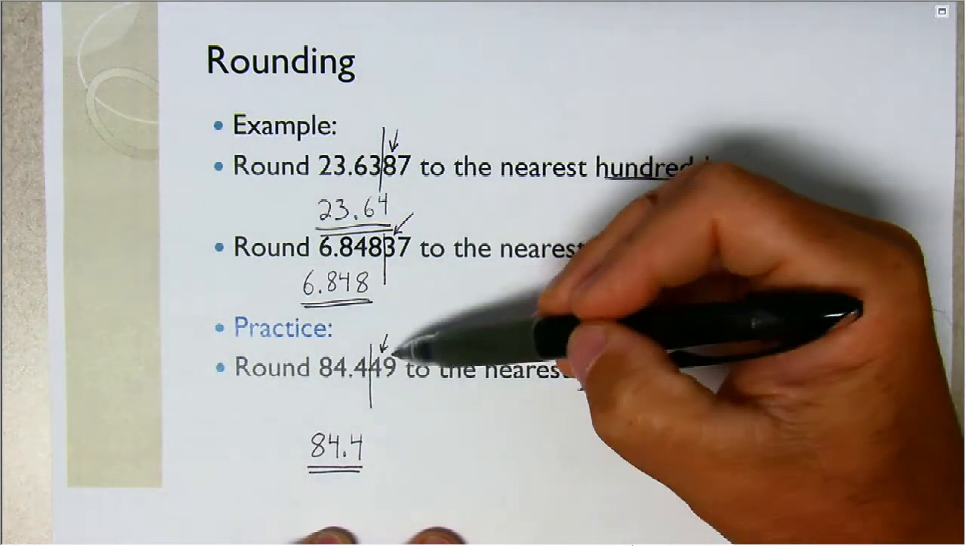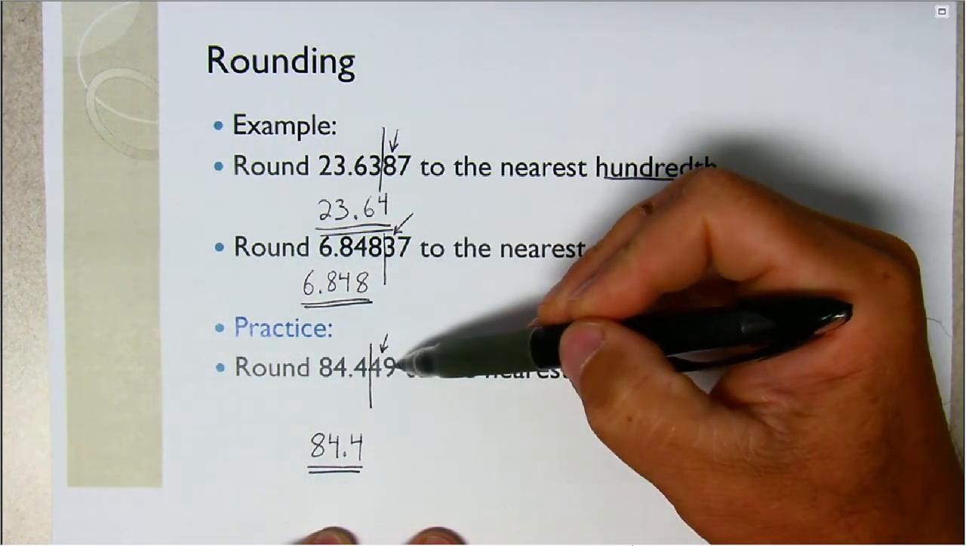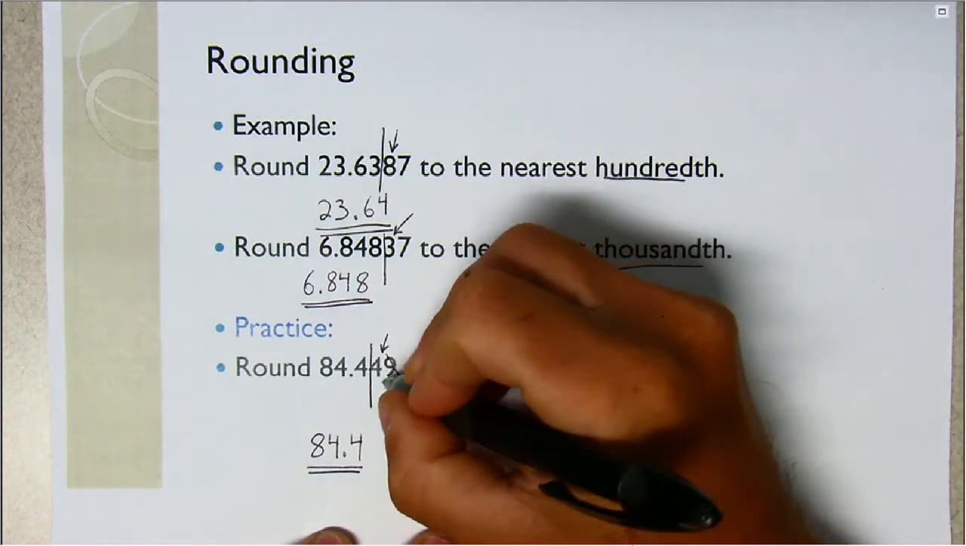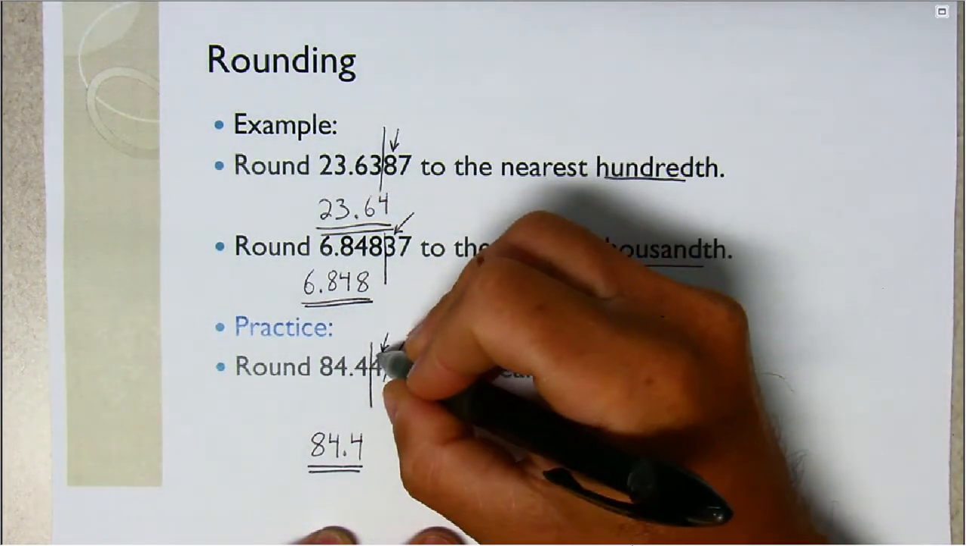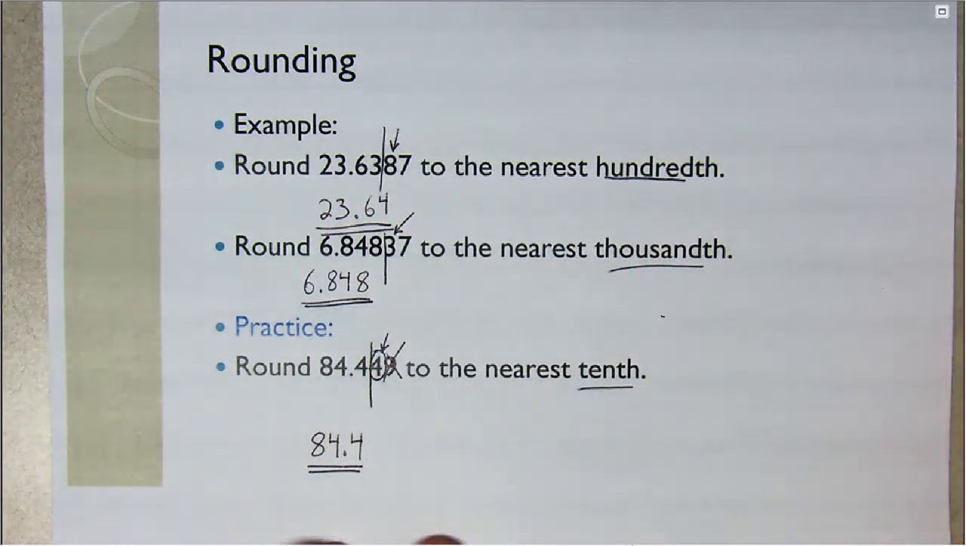There's some temptation to round that up to a 5 because there's a 9, but that 9 doesn't matter. We're not looking 2 places to the right. We only care about the first place to the right. Nothing beyond that matters, no matter how many 9s there are. Be careful of that. That's an easy mistake to make.